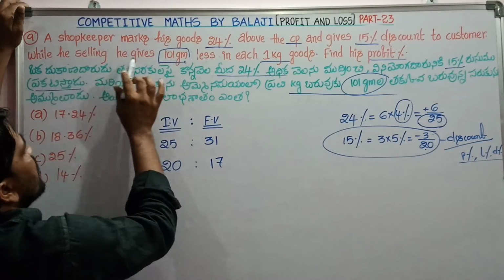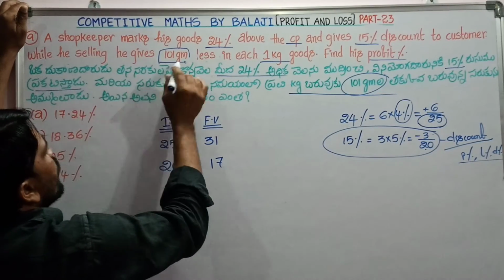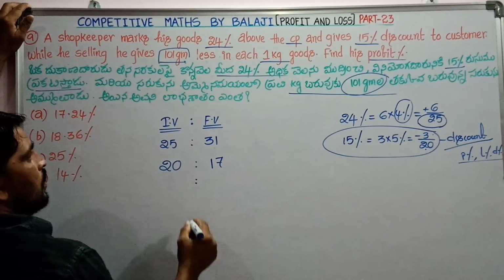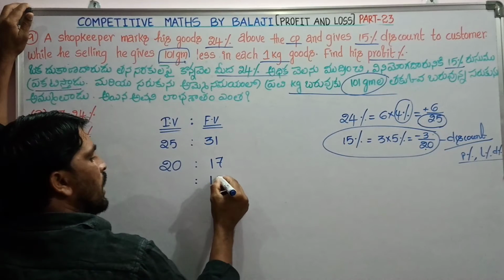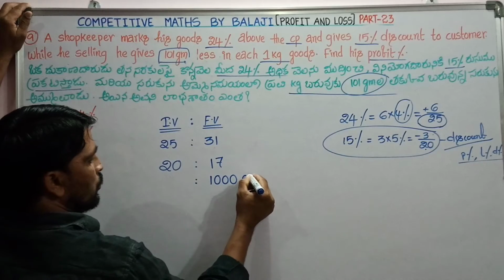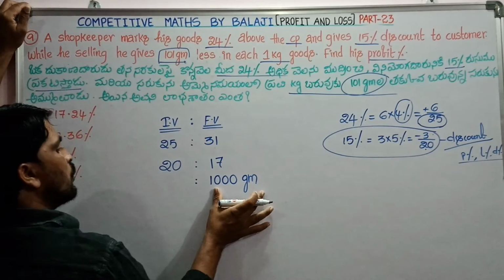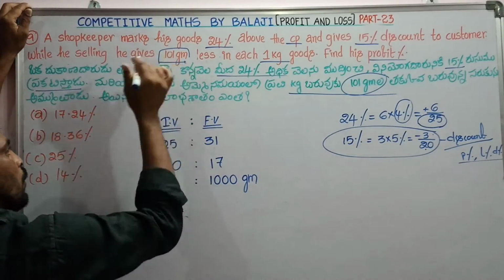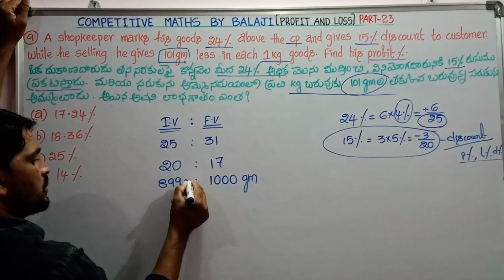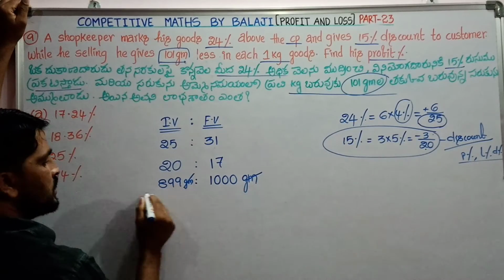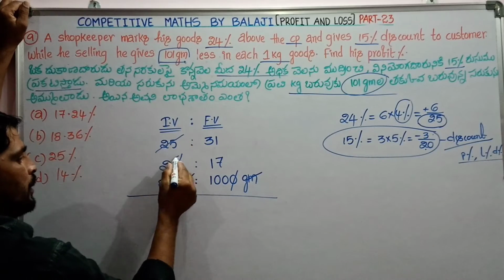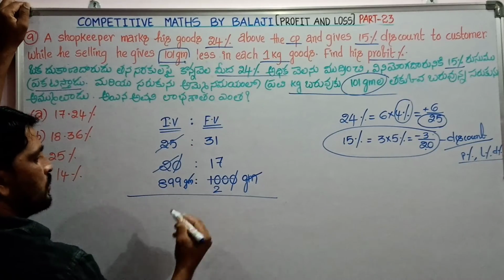And while he is selling the goods, he gives 101 grams less in each 1 kg of goods. Actually, he has to give 1000 grams of goods. Instead of 1000 grams of goods, he gives 101 grams less. That means he gives only 899 grams. Grams gets cancelled. So 0, 0, 25 twos are 50, 50 twos are 100.